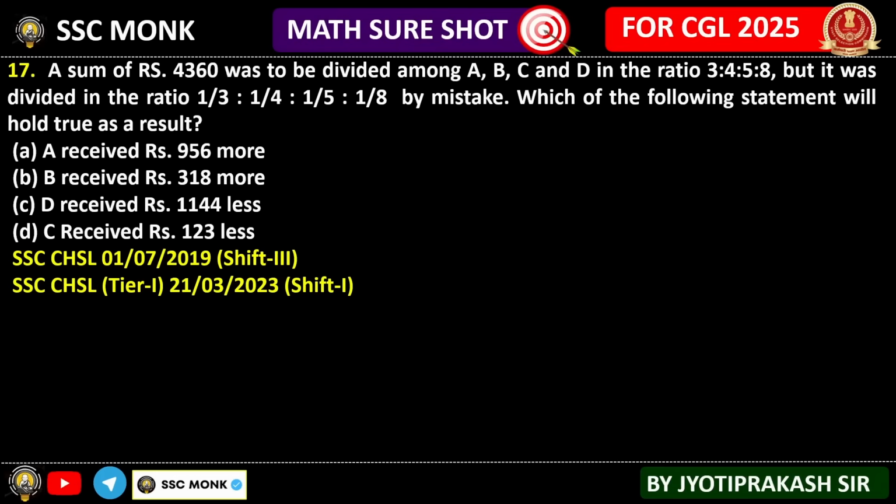So what happened? When it is divided in 1 by 3, 1 by 4, 1 by 5 and 1 by 8, I have to ensure that this is in a different manner, in an integer or natural number manner. So I will take the LCM of 3, 4, 5, 8. When I take the LCM of 3, 4, 5, 8, it will be 120. So I'll multiply 120 over here.